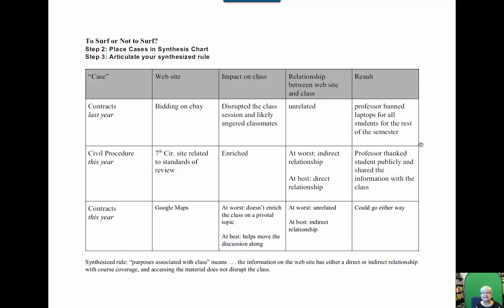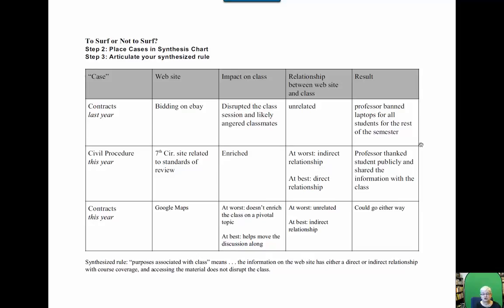So this is the next phase. The first phase is just getting down the authority. So you've got these sort of mini case briefs on each case compared against the facts, and then we've got the rule that we're working with. Now we're moving on to the next step, where we place the cases in the synthesis chart. So remember that the two pieces of information that seem to make a difference in the outcome were the disruption or the impact on the class, as well as the relationship between the website and the class. And then we're also going to add a column for the website itself so that we can get a sense of what the facts were in each of these cases, so we've got a handy reference.